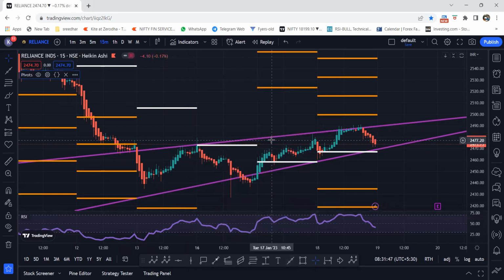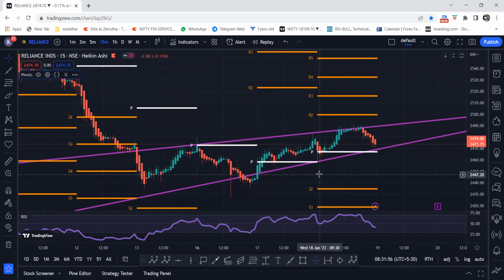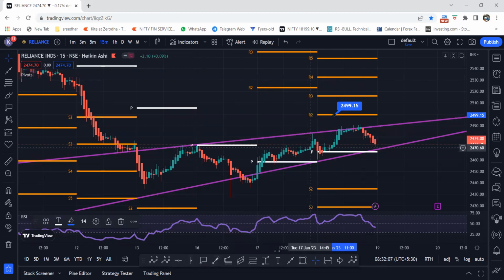Generally, what happens is that if there is a breakdown or a breakup, in those scenarios the S1 would have been achieved by default. That is why I'm keeping this one deselected. The targets are as usual. You can see that R1 is something like this, R2 is this, R3 is this, sorry, missed it. R4 is this, R5 is this.